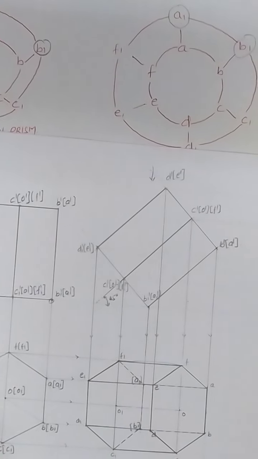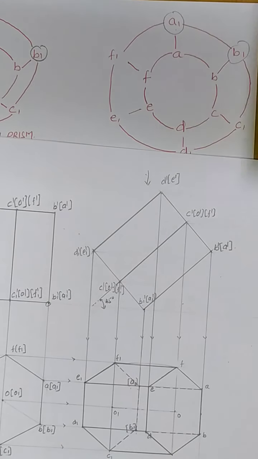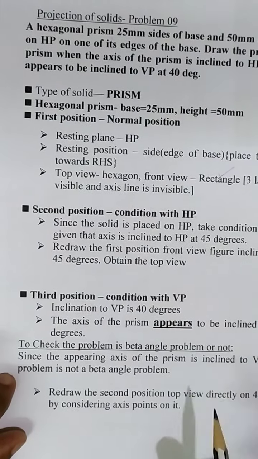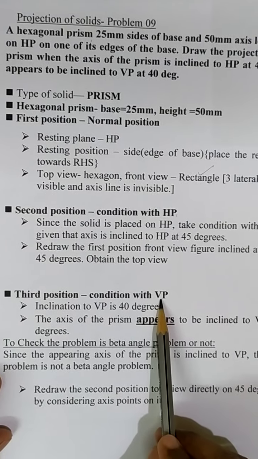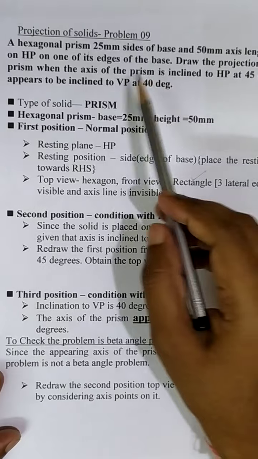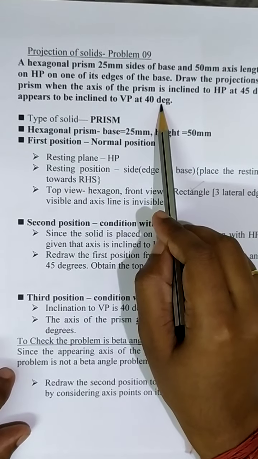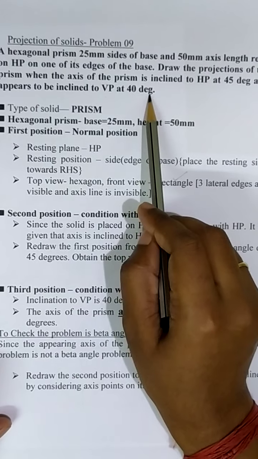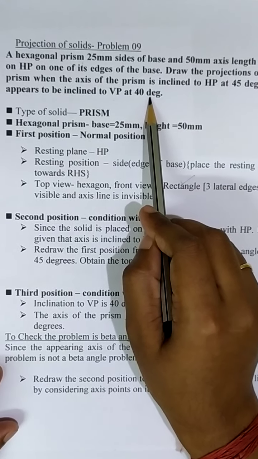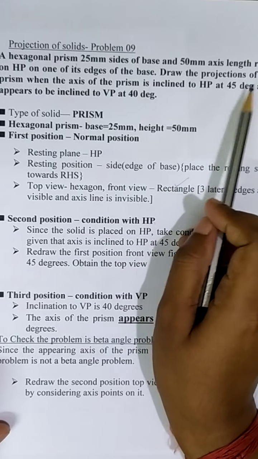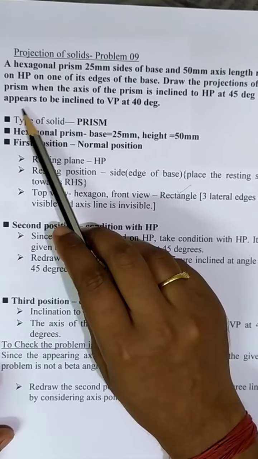So now I will go with the third position. So the condition with respect to HP is over. So I will take the third position now. So what is that condition with respect to VP? So when I just read this question, what is inclined to VP? Angle of inclination is 40 degrees with respect to VP. But what is inclined at an angle of 40 degrees with respect to VP is the axis of the prism, okay, appears to be inclined.